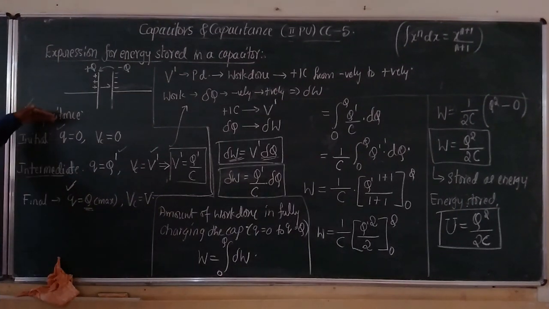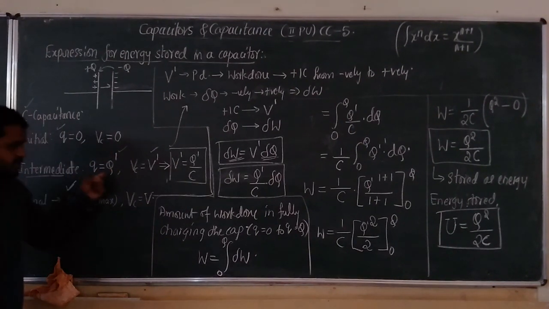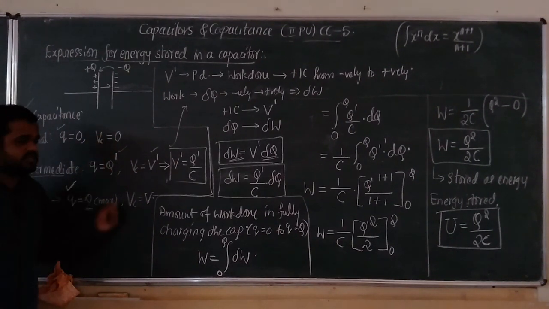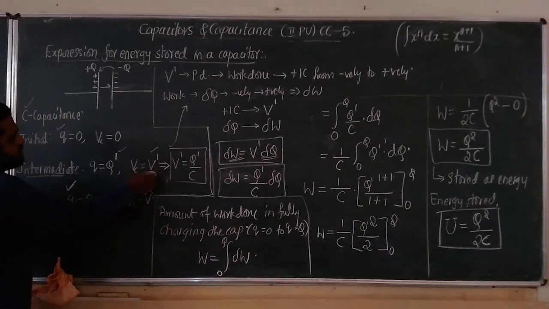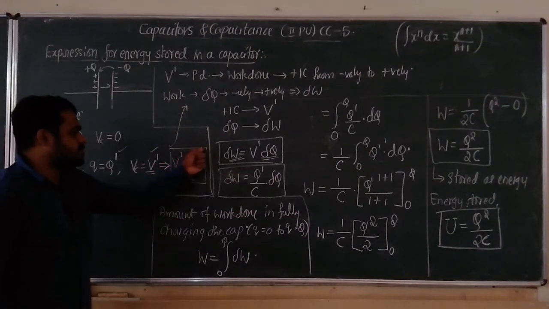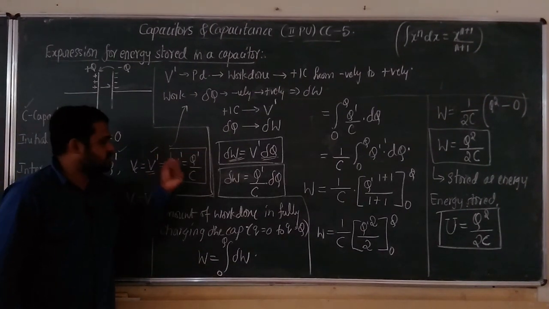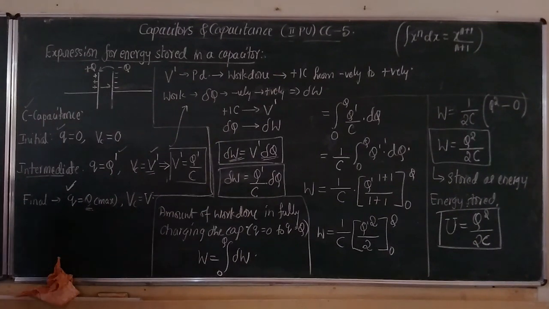We considered the charging process, where initially the charge as well as the potential difference is 0. We considered an intermediate stage in between the charging process, Q equal to Q dash. At that instant, we considered the potential difference as V dash, which can be written as Q dash divided by C using the formula V equal to Q divided by C.